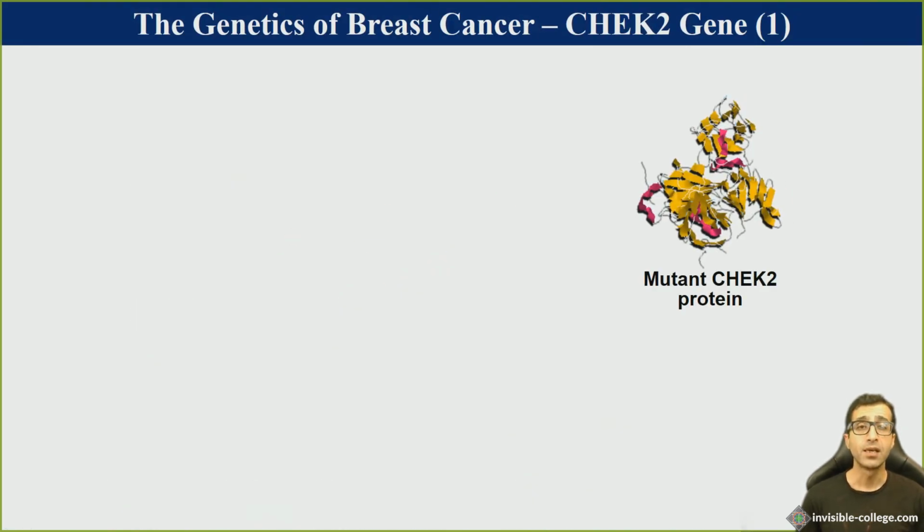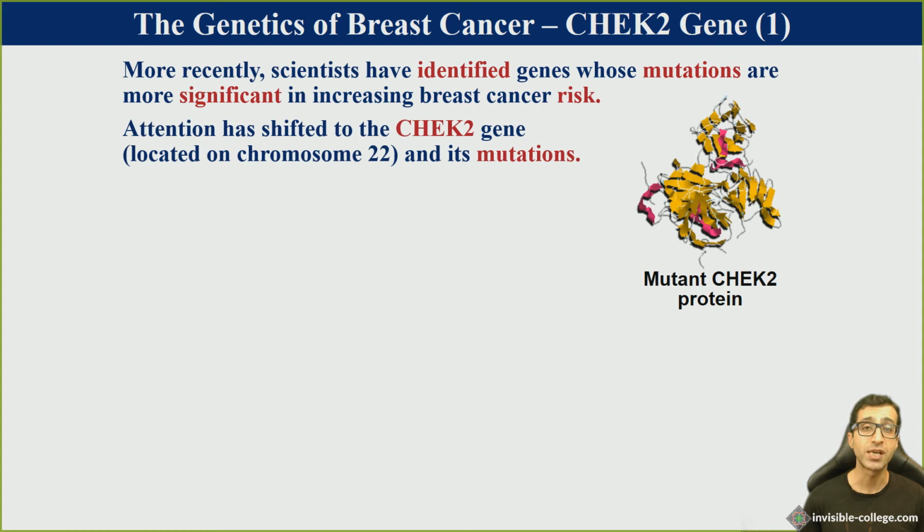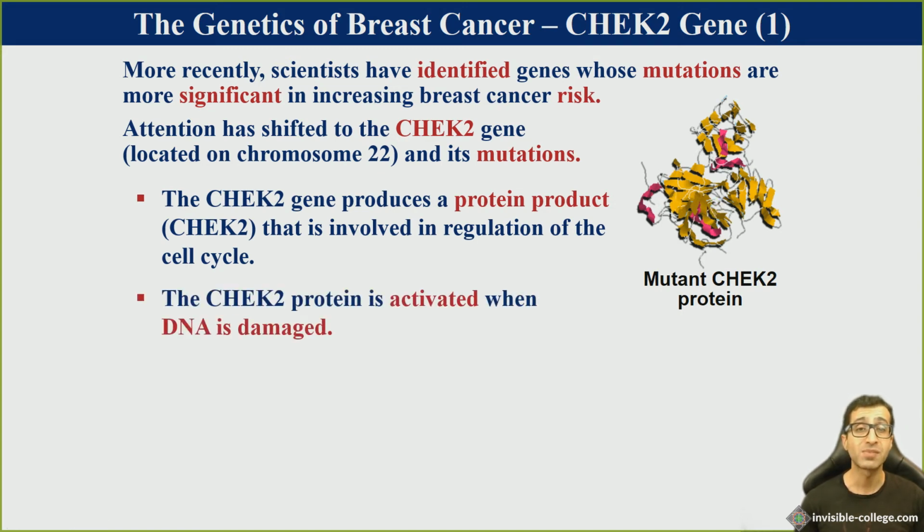Now, more recently, scientists have identified genes whose mutations are more significant than the ones that we've already mentioned in increasing the breast cancer level of risk. So attention has shifted to the so-called CHEK2 genes, which are isolated on chromosome 22, and mutations of that gene. So here we can see a molecular model of a mutant CHEK2 protein. So the CHEK2 gene produces a protein product which is involved in the regulation, again, of the cell cycle. Now, the CHEK2 protein is activated, again, when the DNA becomes damaged.